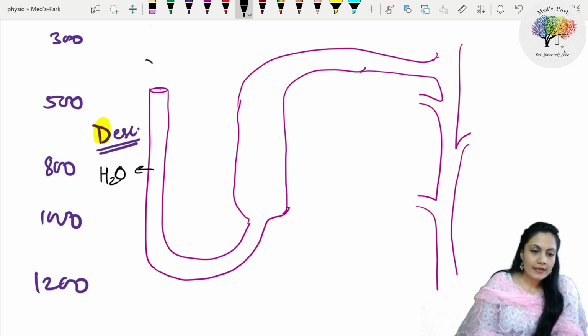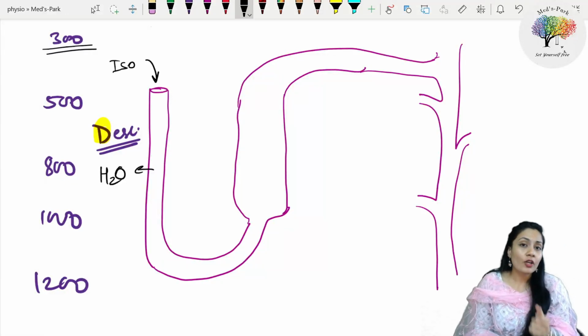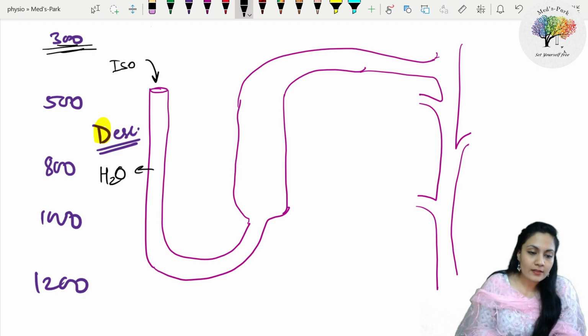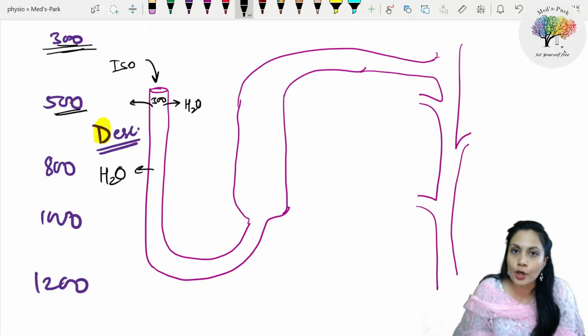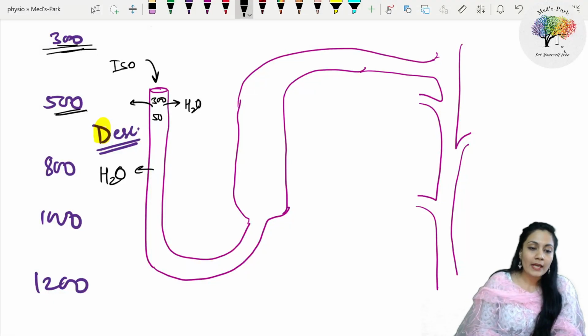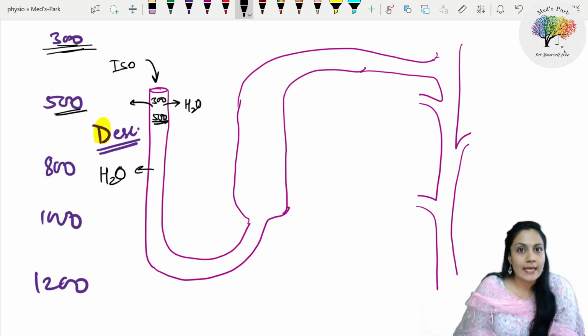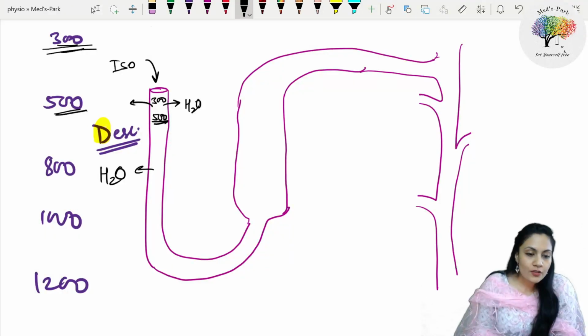So, as soon as, let's say, isotonic fluid comes into this, which had an osmolarity of 300, now understand, this 300 fluid came, but outside it is 500, and this tubule is permeable to water. So what is going to happen? The water is going to move out into the medullary interstitium, and until what time? Until it becomes 500 inside also. Now this 500 osmolarity fluid comes down over here. Now it is 500 inside the tubule, but outside it is 800, right? So what happens after coming over here?